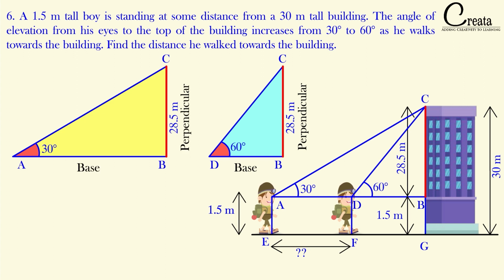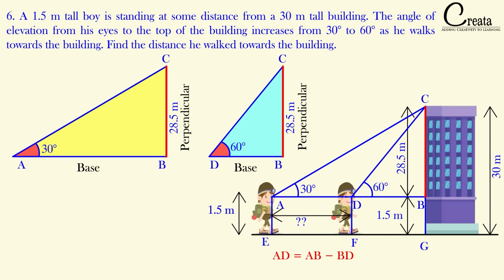The philosophy that we will use to solve this question is, firstly, we will calculate the base for both the triangles. We will calculate the distance AB from this triangle and the distance GB from this triangle. And in the question, we have to find the distance AD. So AD will be equal to AB minus BD. AB is a complete length and BD is a smaller length. So AB minus BD will be equal to AD.